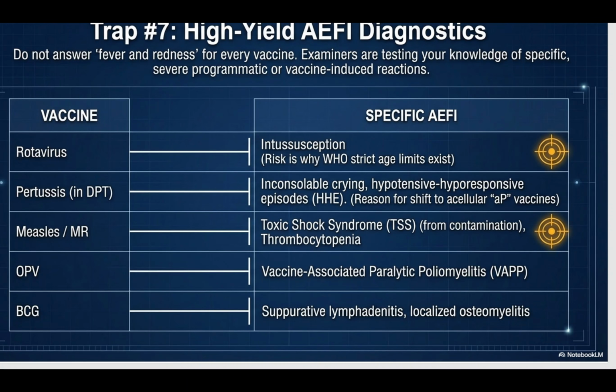There are some specific side effects to some vaccines which are very favorite questions of examiners. Rotavirus particularly causes intussusception in some patients. Pertussis has specific side effects of inconsolable crying, hypotensive, hyporesponsive episodes. Measles containing vaccines can create toxic shock syndrome. OPV can cause vaccine associated paralytic poliomyelitis, and BCG as complication can cause suppurative lymphadenitis or localized osteomyelitis as specific side effects of these vaccines.